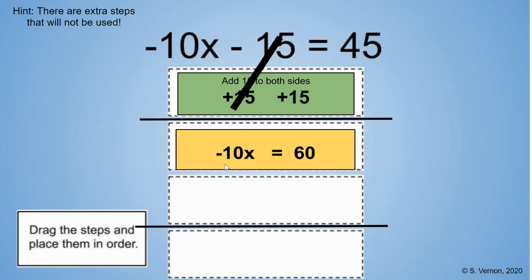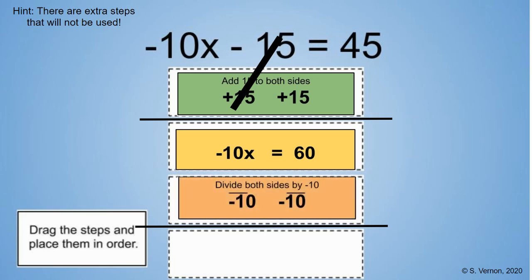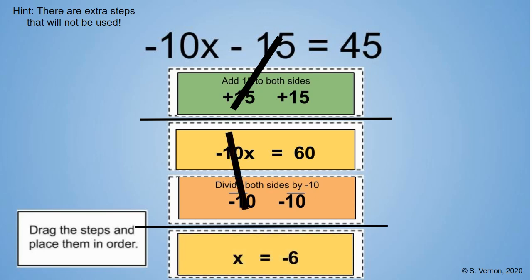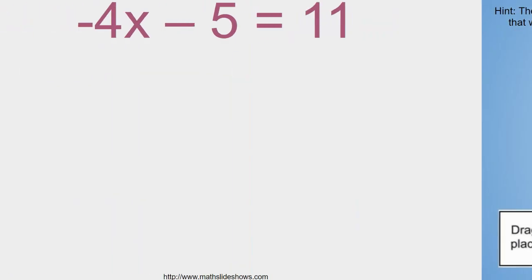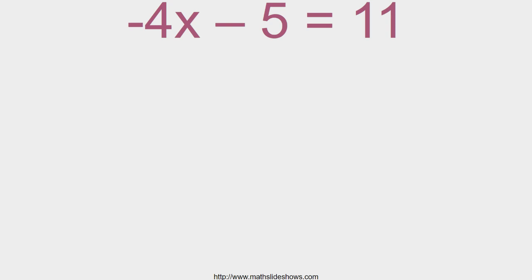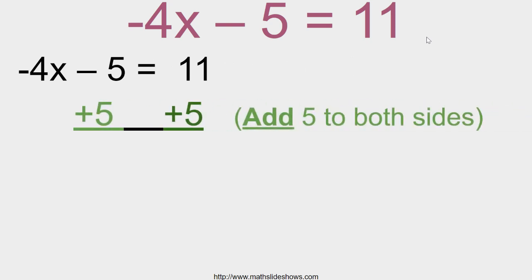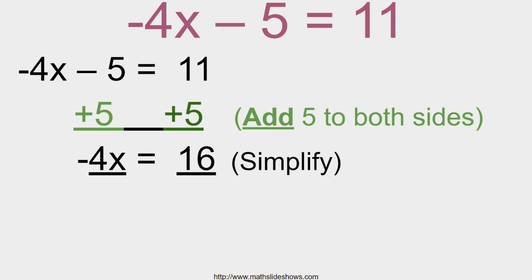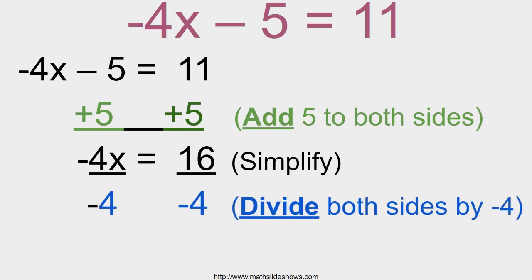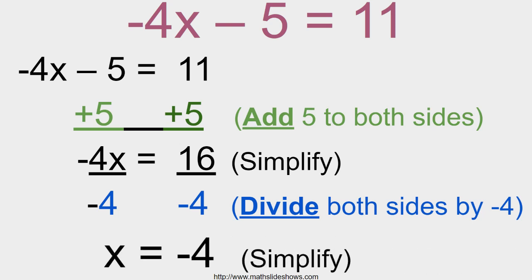Okay, now what do I do? What is happening here with this negative 10 and this x? Well, they're multiplying, right? So I'm going to divide both sides by negative 10. Those are going to cancel out, and now I have x equals negative 6. All right, one last problem. What do you think we're going to do first? Again, I have a constant here that is subtracting a 5. It's a negative 5. So to do the opposite, I'm going to add 5 to both sides. And then I have negative 4x equals 16. So I'm simply going to divide by negative 4. And I have my answer.